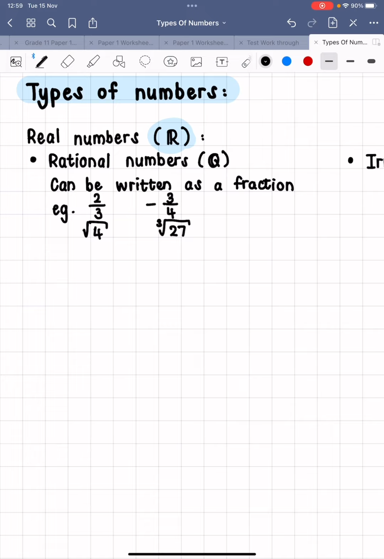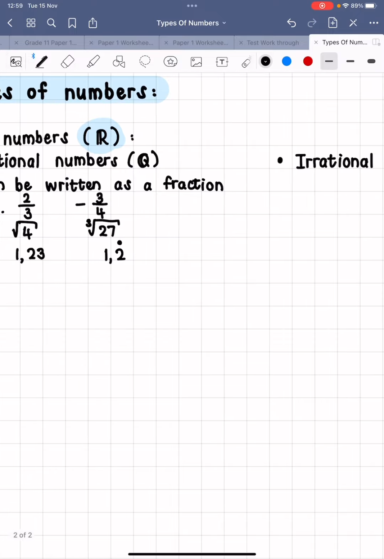any cube root of a number that has a whole numbered cube root. Then also other things that would classify as a rational number is a decimal that stops, right? So 1,23, not 1,234... That is not classified as a rational number. It is a decimal that terminates or that recurs. So if you have 1,2 recurring, for example, that also counts as rational numbers.